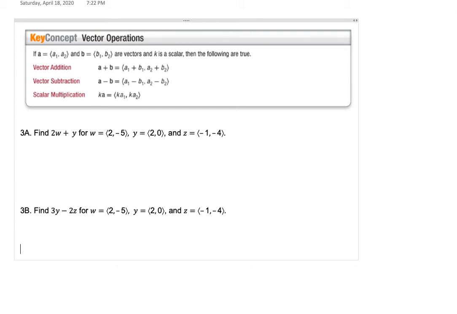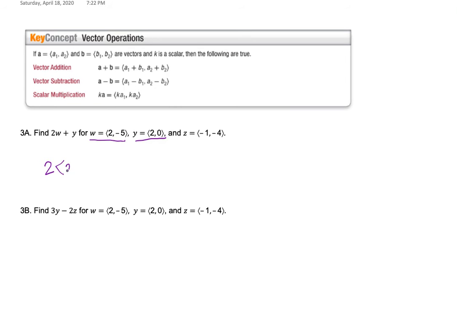The last thing we'll talk about are vector operations. And basically it's just how to add them, subtract them, and scalar multiplication. So it's actually very similar to how we do matrices. Okay, you're just adding the x's and the y's together. So let's do this one, 2w plus y, and here's our w, here's our y. Okay. So 2 times vector w plus vector y.